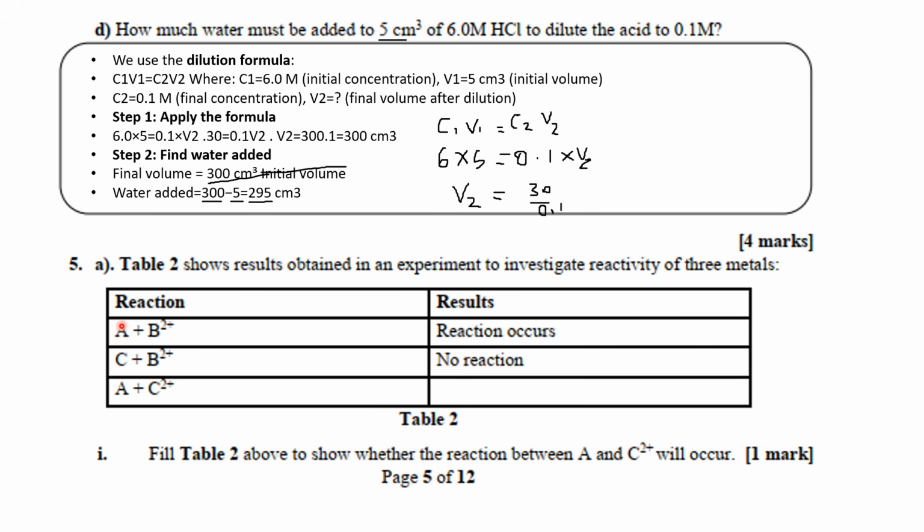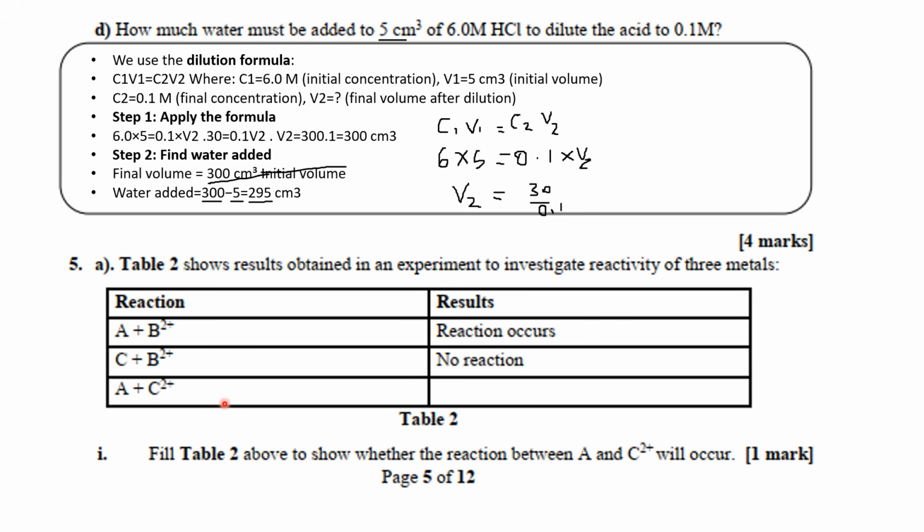All right, so it's found that when metal A reacts with the ions of the compound B2+, a reaction happens. So for the reaction to happen between these two, it means A would be more reactive than B. So A could have displaced the ions of B. And when C reacts with B2+, a reaction does not happen, implying that B is more reactive than C.